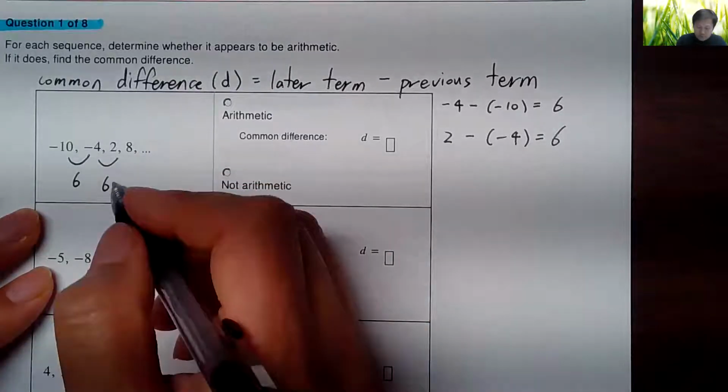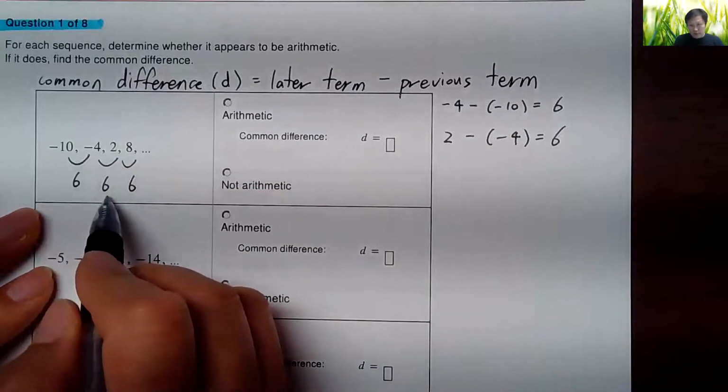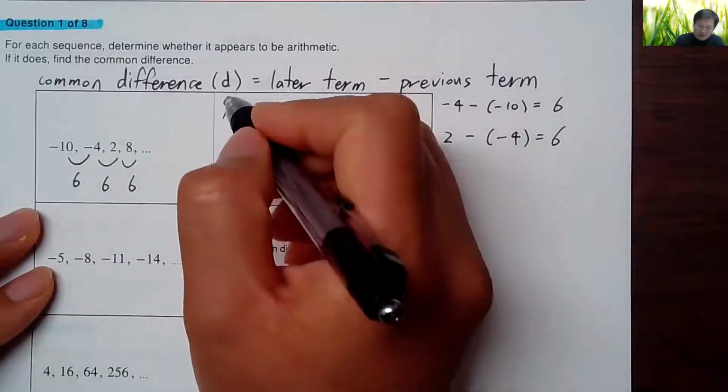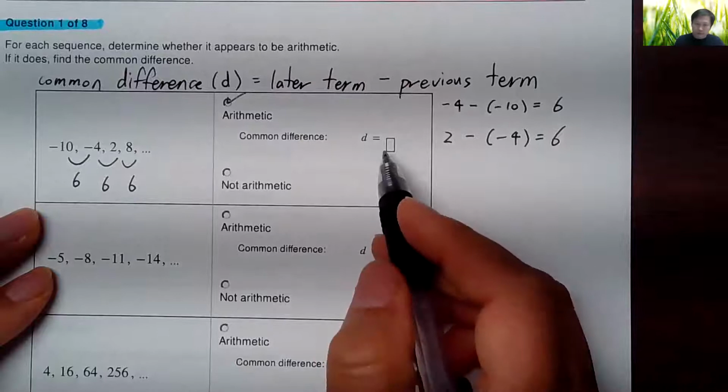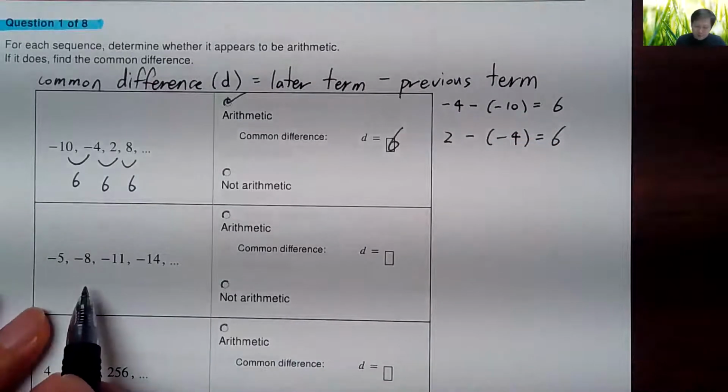8 minus 2, that's easy enough. That's just 6. All those differences have to be constant. They have to be same. Arithmetic, yes. What's the common difference? 6. Let's look at the next example.